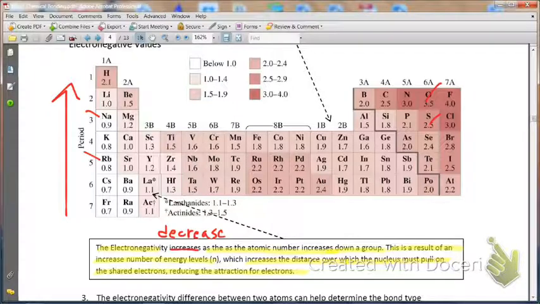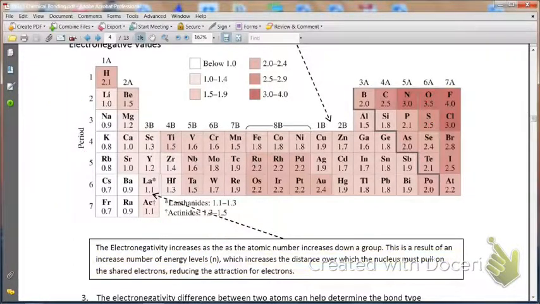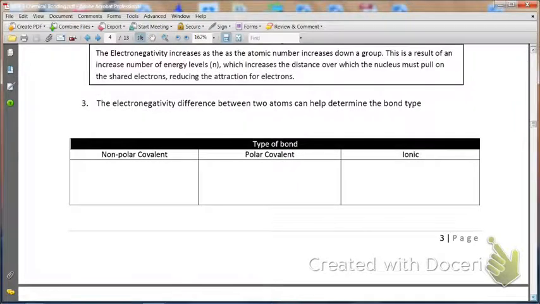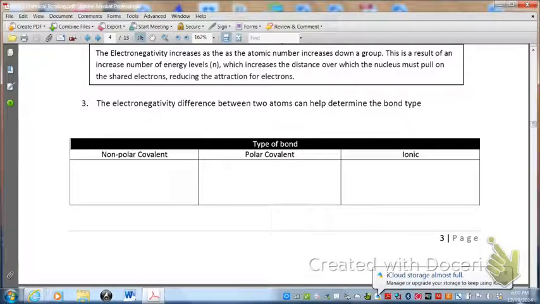All right? So these electronegativity trends on the periodic table are very important for you to know. So make sure you come to class with that knowledge. Okay, we're going to look at one more thing, and that is there are ways in which we can use electronegativity values to simply help us to determine what type of bond is going to be formed. All right?